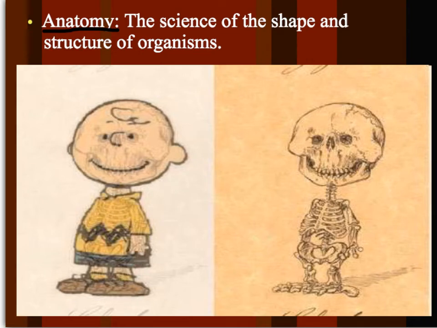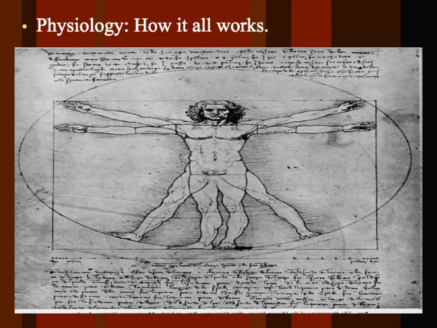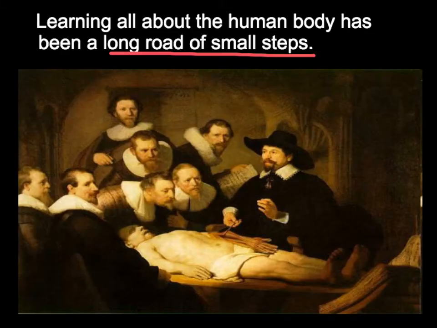Today in class, one of our vocab words was anatomy, this being the science of the shape and structure of organisms. We also had the word physiology, meaning how it all works. So if we put anatomy and physiology together, we're seeing how all of the different body parts work together to make us who we are.